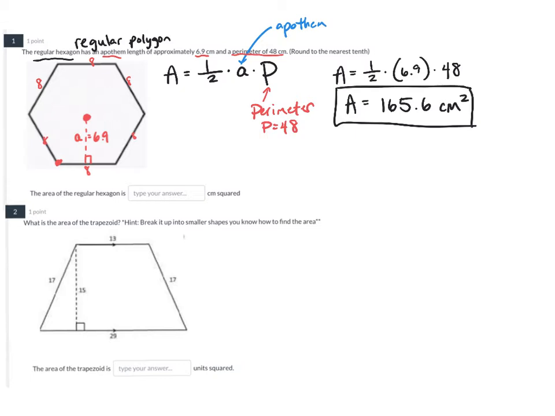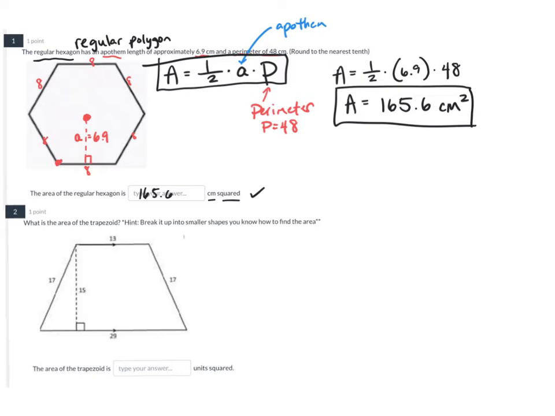So when you do a problem like this, you've got to know the pieces. You've got to know that the formula is 1/2 little a times big P, and what the little a and big P stand for: the apothem, multiplied by the perimeter. So the area of the regular hexagon is 165.6 centimeters squared. Check. Next problem.